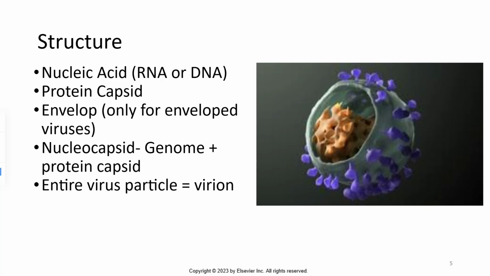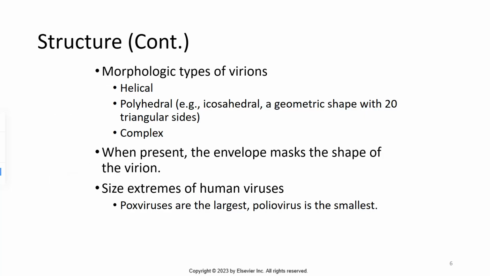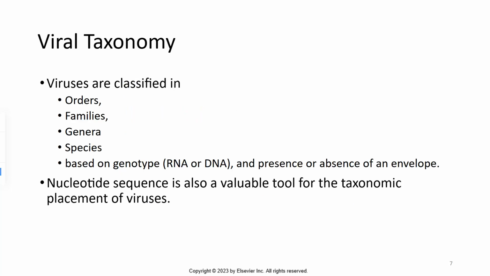Nucleocapsid is the genome plus the protein capsid. So it's whatever the RNA or DNA is plus the protein capsid, and an entire virus particle is called a virion. There are morphological types of virions: helical, polyhedral, and complex. When present, the envelope masks the shape of the virion. Size extremes of human viruses: pox viruses are the largest, and poliovirus is the smallest.